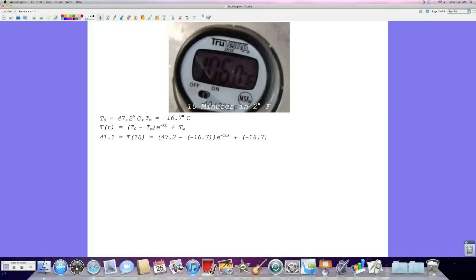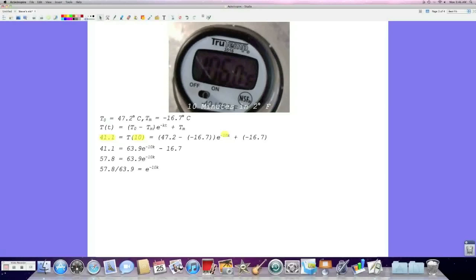So after 10 minutes, I took a reading of 106.0 degrees Fahrenheit, which equaled 41.1 degrees Celsius. You'll notice that time is at 10 minutes, and if I plug in the values of starting temperature of the water and the freezer, it's simply mathematics at that point, calculating the value of K. So what I was able to do was just go through the mathematical process.